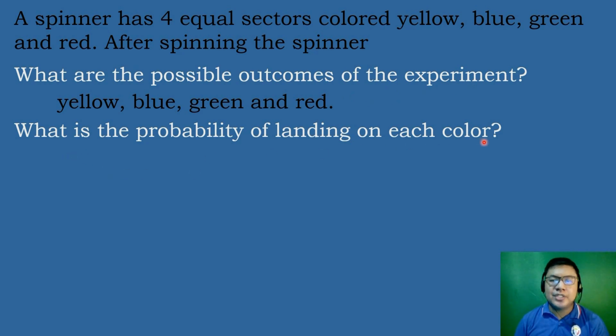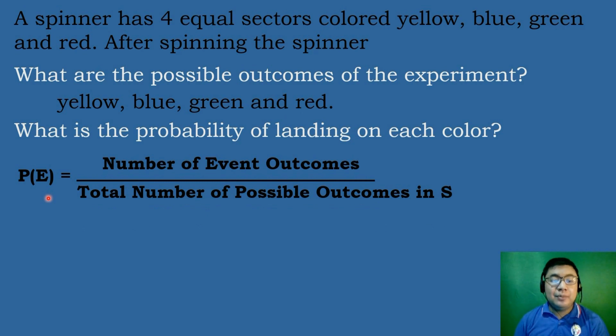Let's answer the next question. What is the probability of landing on each color? Since the spinner has four equal sectors, meaning they have the same size or area, the probability of landing on yellow, blue, green, and red can be computed using the formula: probability of event E equals the number of event outcomes over the total number of possible outcomes in the sample space. So we will be using the formula of the probability of a simple event.